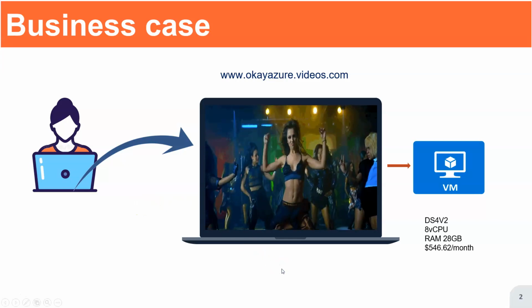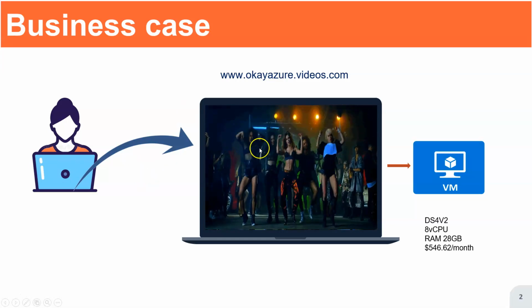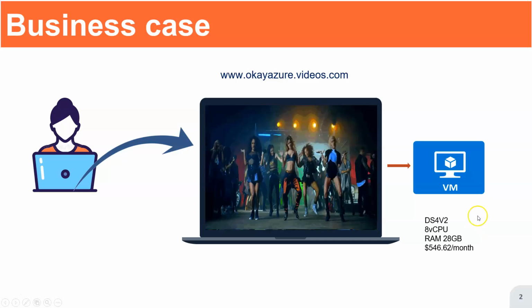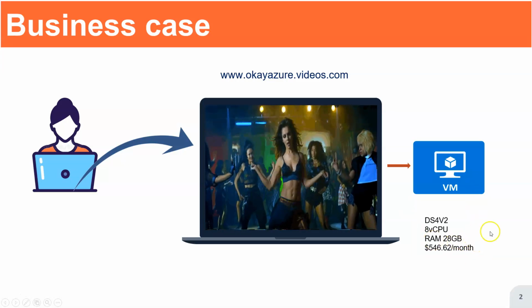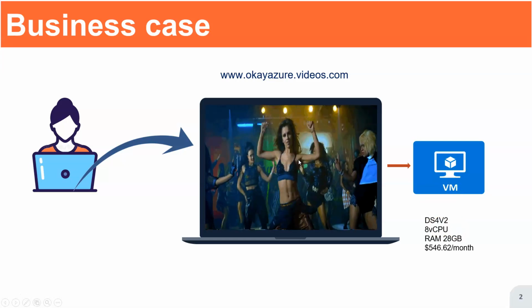Now let's talk about a business case. For example's sake, you have a portal called okayazure.videos.com and your application is running on a single server, and the server configuration is as mentioned here. Your server has 8 virtual CPU cores and 28 GB of memory. Now, this particular server is good enough to handle your day-to-day traffic.